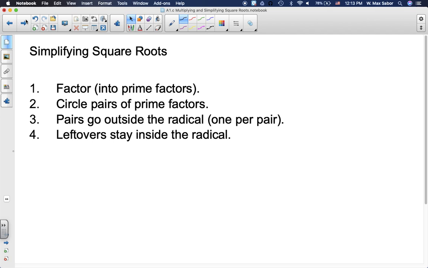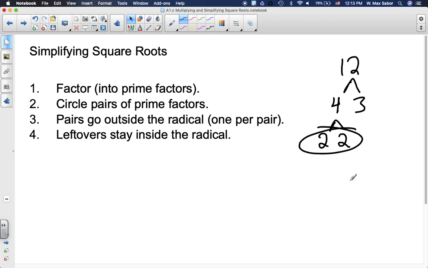When we want to simplify square roots, what we'll do is we'll factor into prime factors. So that's like saying, okay, 12 is 4 times 3. This is 2 times 2. We circle pairs of prime factors. Pairs go outside the radical, 1 per pair. Leftovers stay inside the radical.